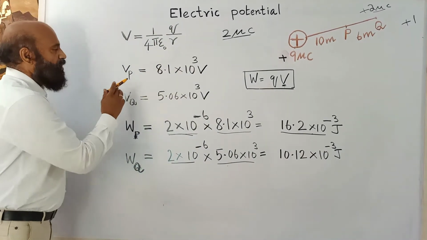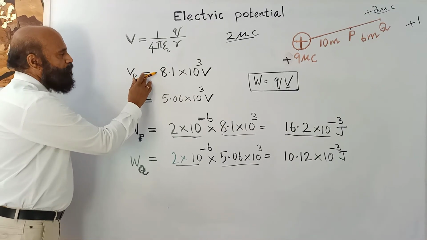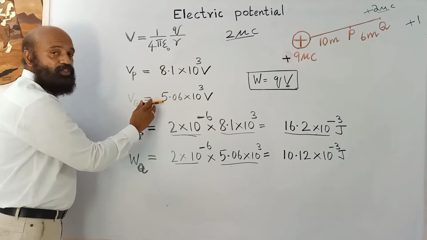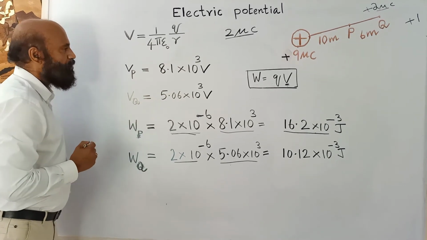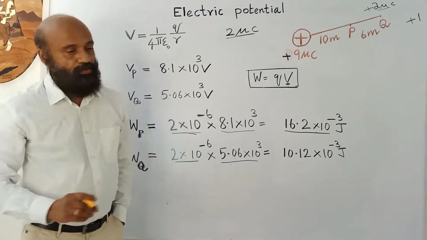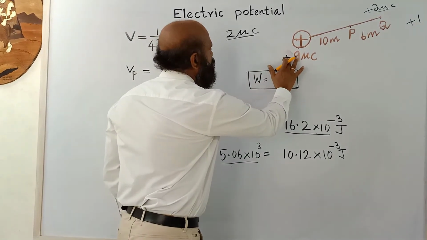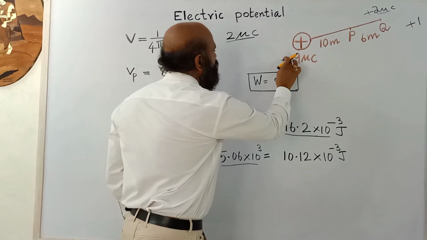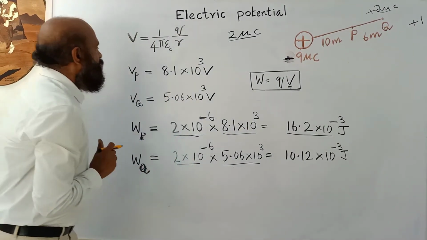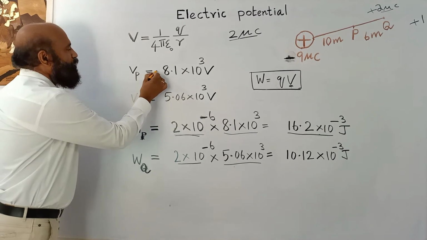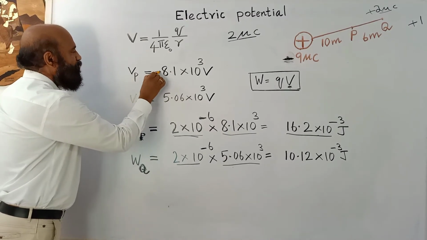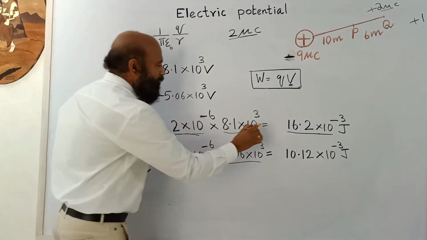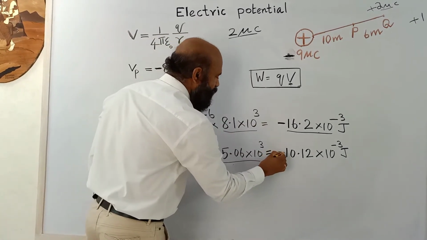From this example, it is very clear. For a positive charge, when we move away, potential is decreasing. Here it is 8.1, here it is 5.06. Suppose now let us replace it with a negative charge. Now potential will become negative. So work done also will become negative.